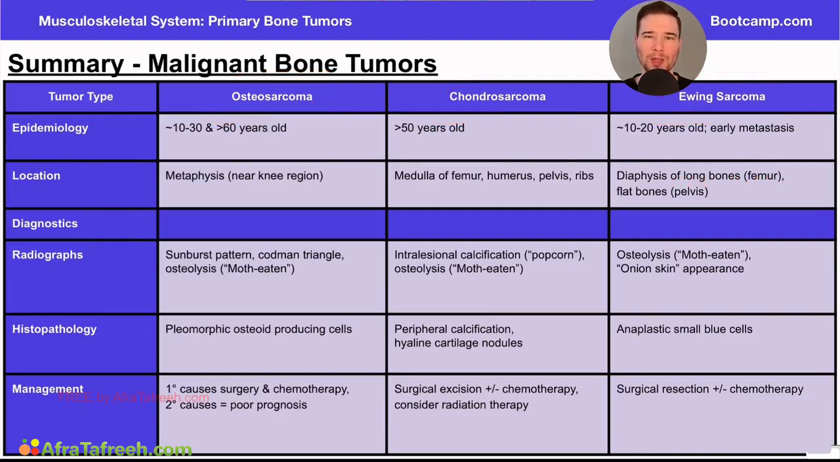It becomes a little bit more important with these malignant bone tumors. We're more likely to get a histopathologic sample because it may change how we treat the tumors compared to some of the benign tumors where we might just settle with the imaging itself. And then finally, we'll also talk about the management. So first, let's talk about the osteosarcoma.